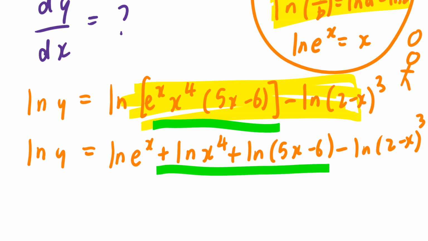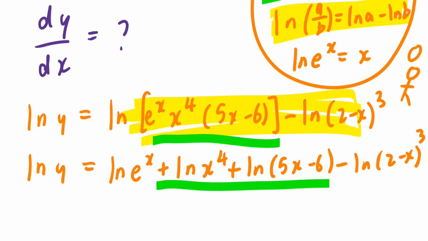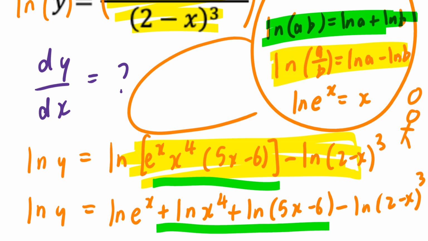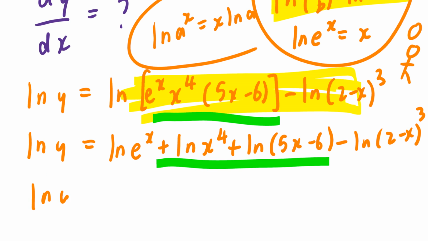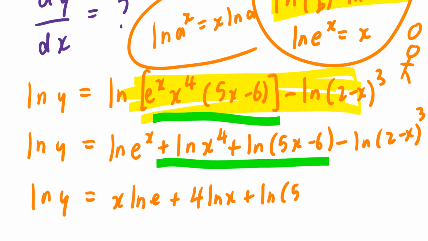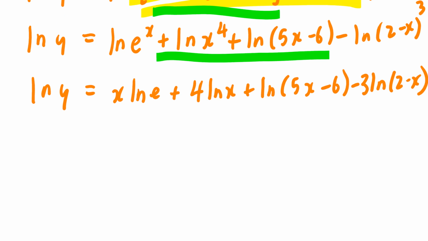Now, there's one more idea that will likely be activated. When you think about ln of a to the power of x, the exponent can be brought to the front. So what that means is ln of y equals x ln e plus 4 ln x plus ln of (5x minus 6) minus 3 ln of (2 minus x). Now, we're ready to take the derivative.